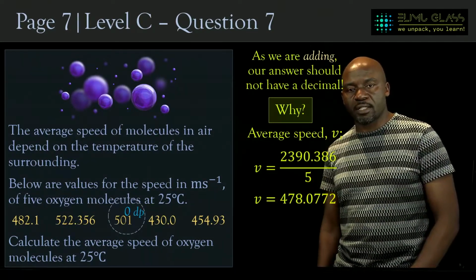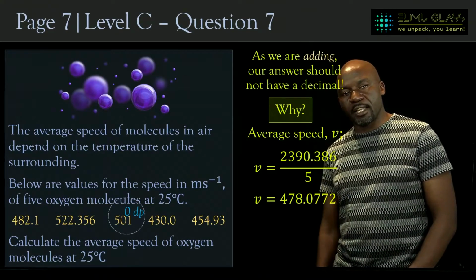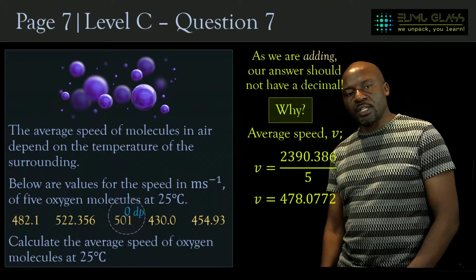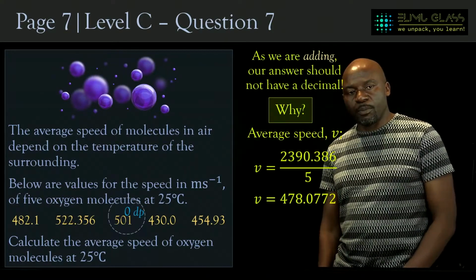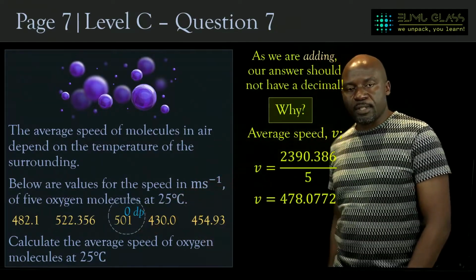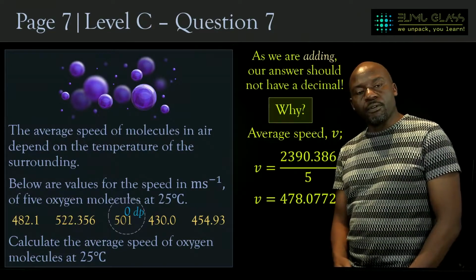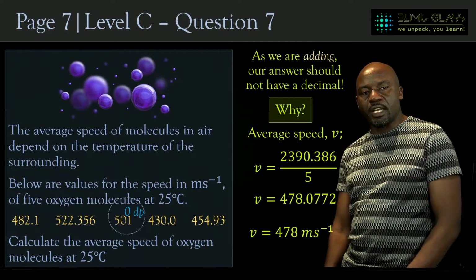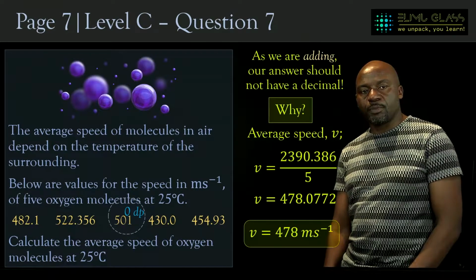Of course, if I increase that temperature to, say, 30, then that average speed is going to increase because the molecules gain energy and move faster, okay? Now we have the value of the average speed, but we need to give that to the correct number of decimal places. As we have seen, the lowest number of decimal places is 0 there. So our answer has to be to 0 decimal places, and therefore our value for the average speed has to be 478 meters per second. That is the final answer. Okay, I hope this makes sense.